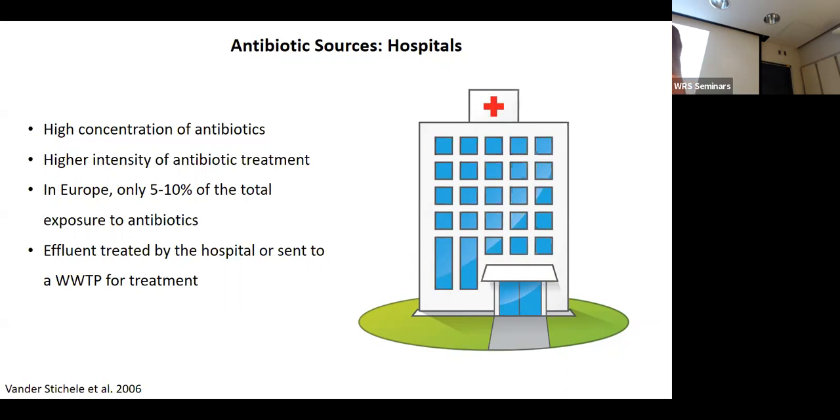This effluent is often treated by the hospital or by a wastewater treatment plant. So that's an important thing to consider, because if it's not treated by the hospital and it's treated by a normal municipal wastewater treatment plant, and that municipal wastewater treatment plant is not used to having that higher load of antibiotics and other drugs, it might not be equipped to handle degrading and getting rid of these contaminants.